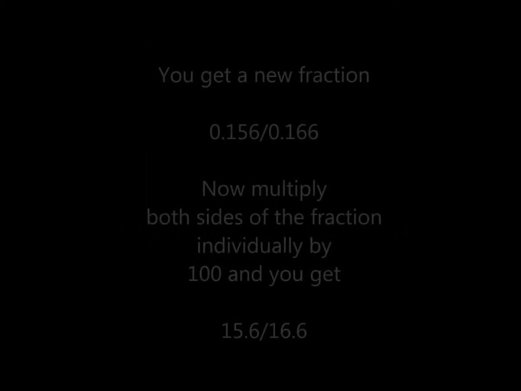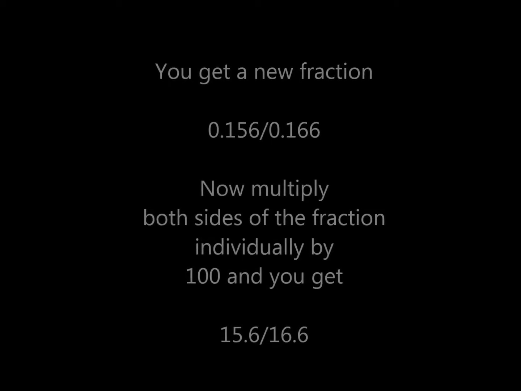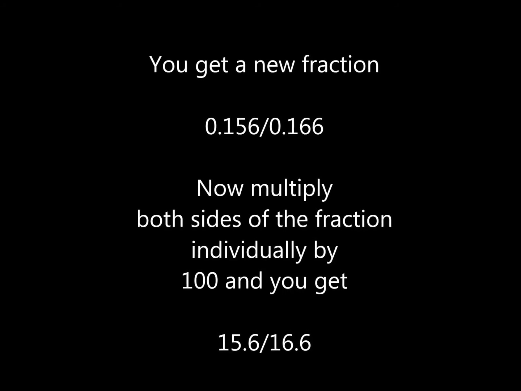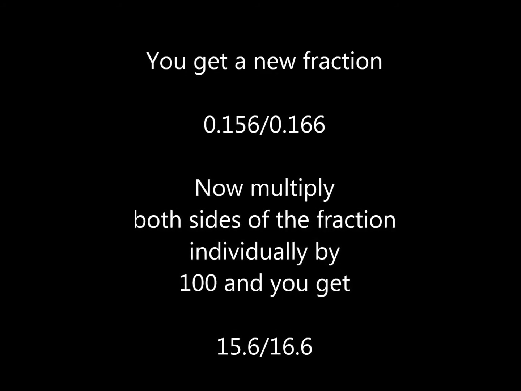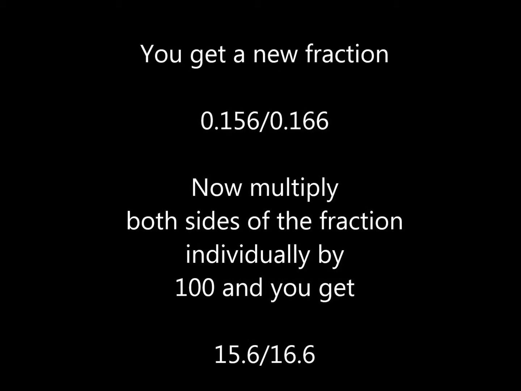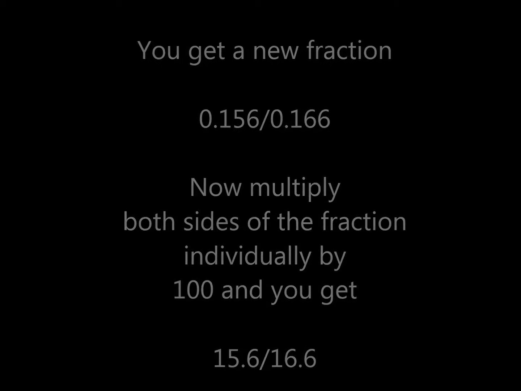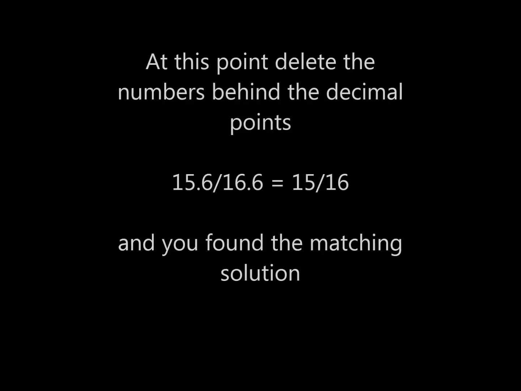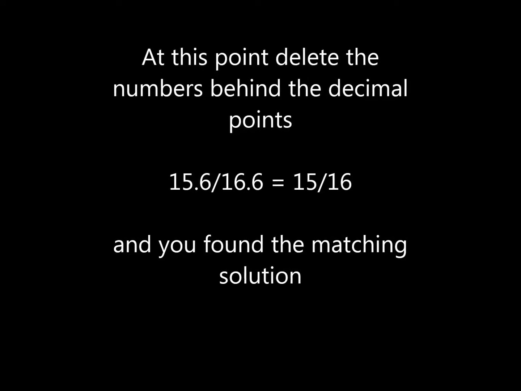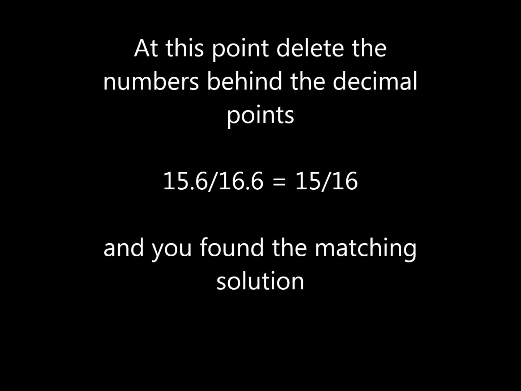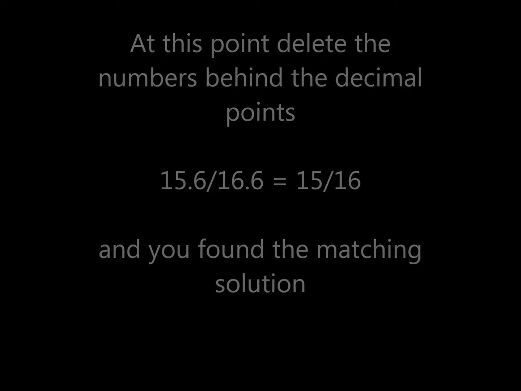You get a new fraction, 0.156 divided by 0.166. Now multiply both sides of the fraction individually by 100 and you get 15.6 over 16.6. At this point, delete the numbers behind the decimal points. For example, 15.6 over 16.6 converts into 15/16. And you found the matching solution.